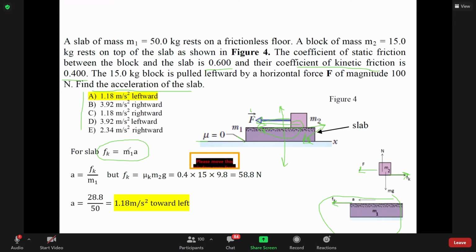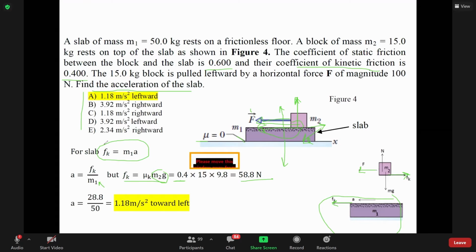First of all, I need to find the mass of the slab, which is 50. But I need to find the Fk. What is the Fk? It is the same Fk here; they are opposite and equal. So it's mu_k times m2 g. Why? Because I want the normal force for the block, which is m2, not m1, not the slab; it is the block. So I calculate Fk by multiplying by the coefficient of kinetic friction, and I get 58.8.